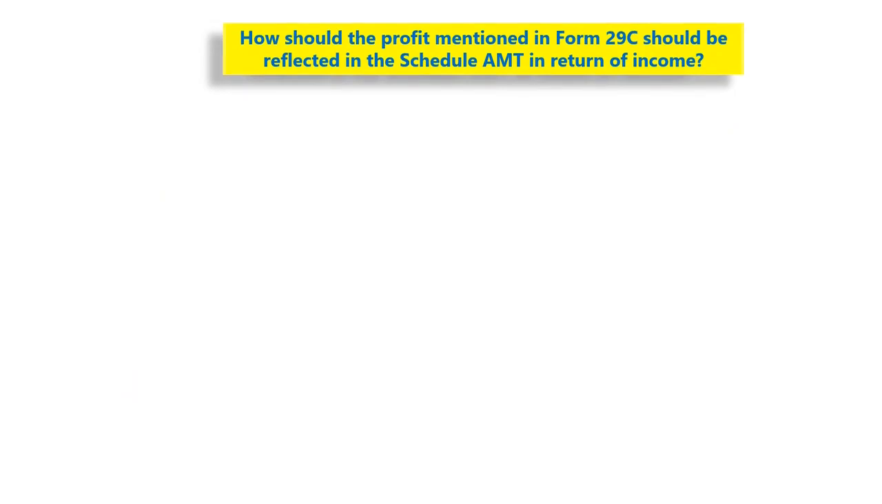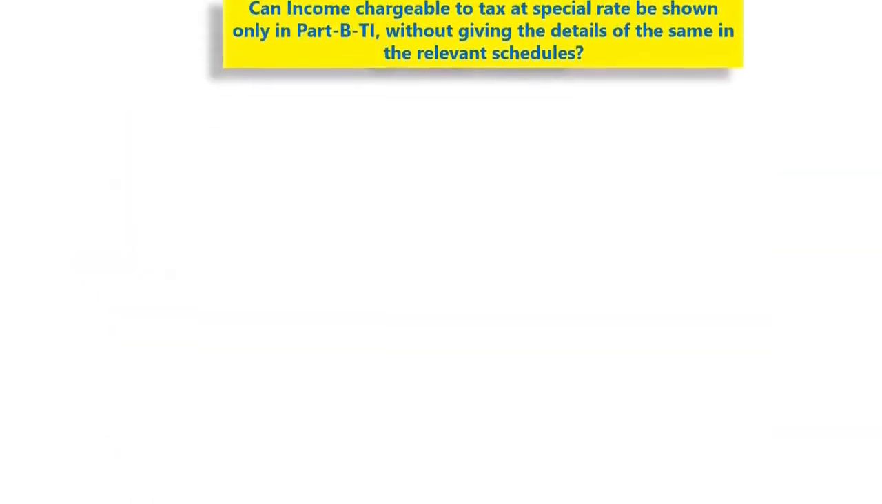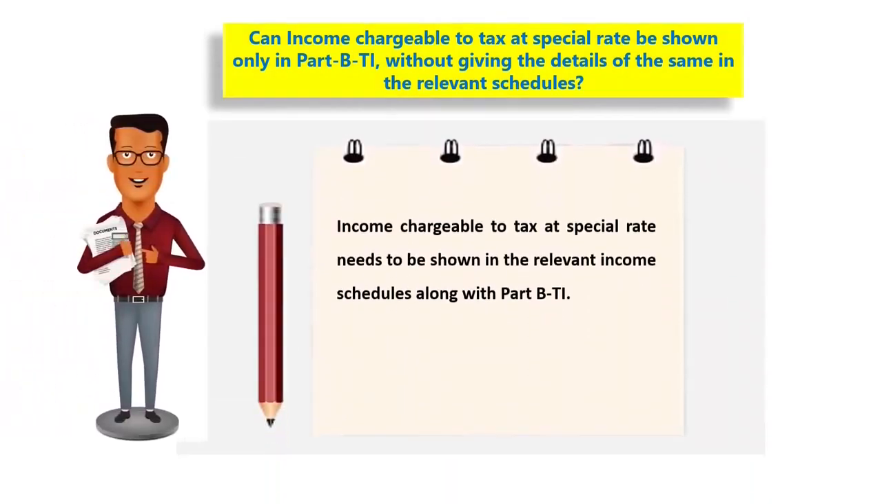Please remember that the profit mentioned in Form 29C should be reflected in Schedule AMT in the return of income. If the amount of profit and other figures mentioned in the return of income does not match with the amount of profit and other figures mentioned in 29C, it could lead to a difficulty in your return. Also, please remember that the income chargeable to tax at special rates need to be shown both in the relevant income schedule as well as in Part B TI.